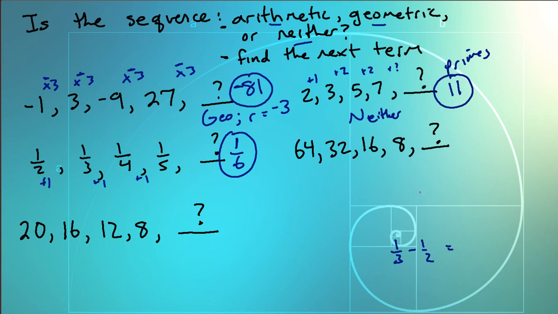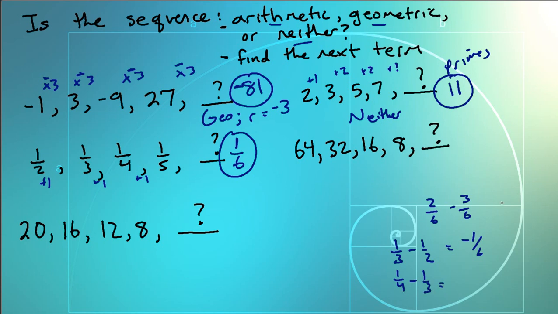In order to actually subtract those, now you could use a calculator. I'm going to do it by hand. I need a common denominator. So if I subtract those, I get -1/6. Okay. And how about the next one? If I subtract those, 1/4 minus 1/3, what do I get?